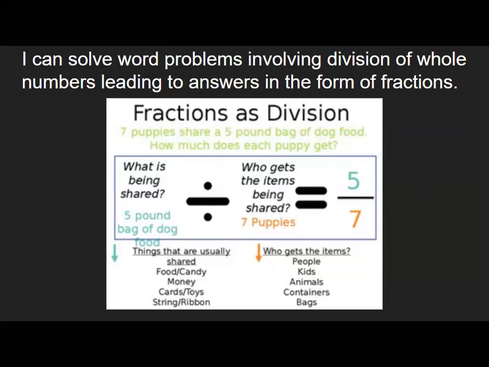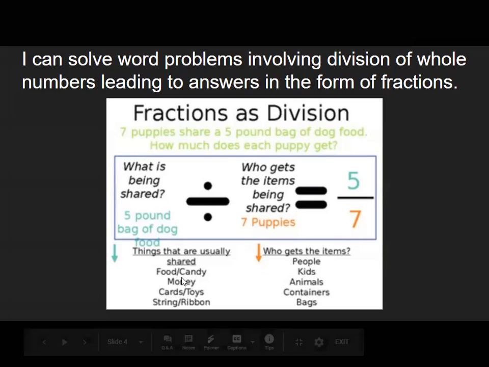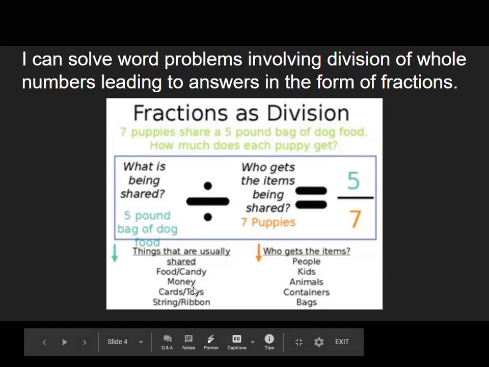There are 2 important questions that we can use to help us set up our fraction or our division problem correctly. The first thing we want to ask ourselves is, what is being shared? What in the problem is being shared or divided up? So if we look back at the problem, the 5-pound bag of dog food is what is being shared. Things that are usually shared: food or candy, money can be shared, cards or toys, string or ribbon. Those are just some examples of things that might be shared.